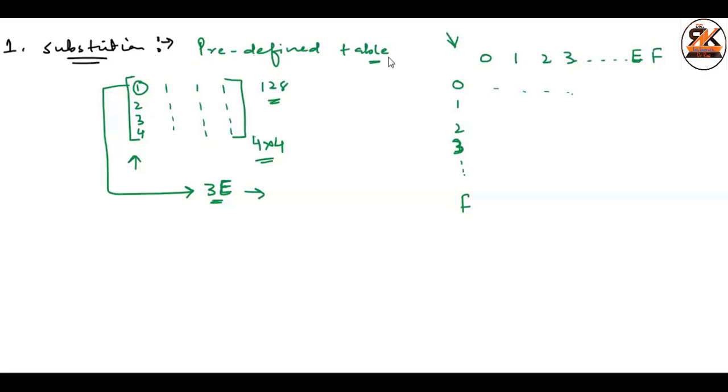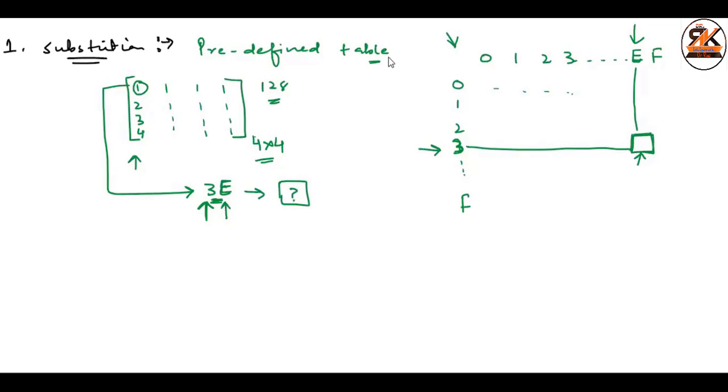So the first part of this hexadecimal number is representing your row, and the second part of this hexadecimal number is representing your column. So this is the third row, and here you have the Eth column. Where they cross each other, there would be some element at this position, and this number is going to be replaced by that particular element in the sub-byte table.